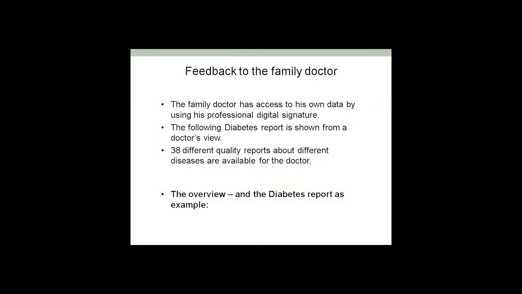And we also give feedback to the family doctor. He has access to his own data by using his professional digital signature. The following diabetes report is shown from the doctor's view. We have 38 different quality reports about different diseases, and they are available for the doctors. I've tried to show a part of the diabetes report.